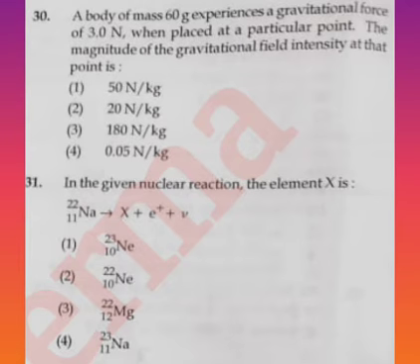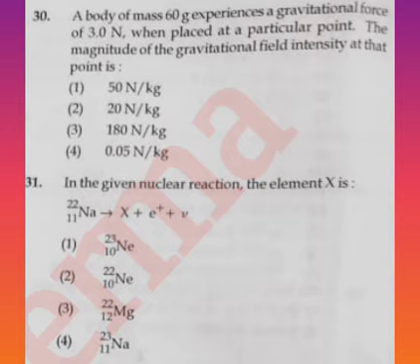Question number 30. A body of mass 60 gram experiences a gravitational force of 3 Newton when placed at a particular point. The magnitude of the gravitational field intensity at that point is: option 1, 50 Newton per kg; option 2, 20 Newton per kg; option 3, 180 Newton per kg; option 4, 0.05 Newton per kg. The right answer of this question is option number 1, 50 Newton per kg.